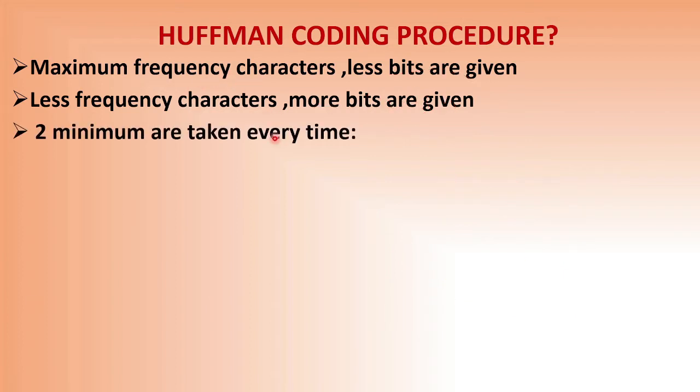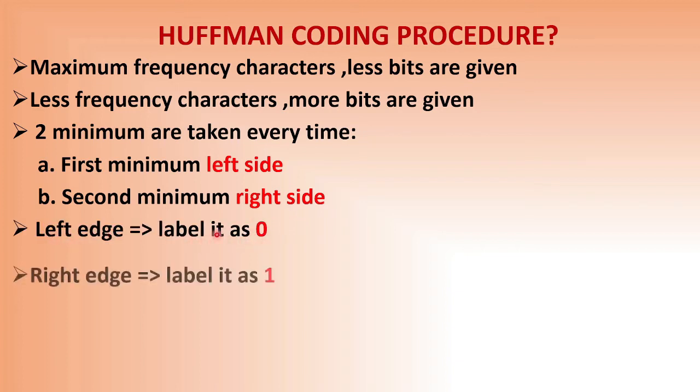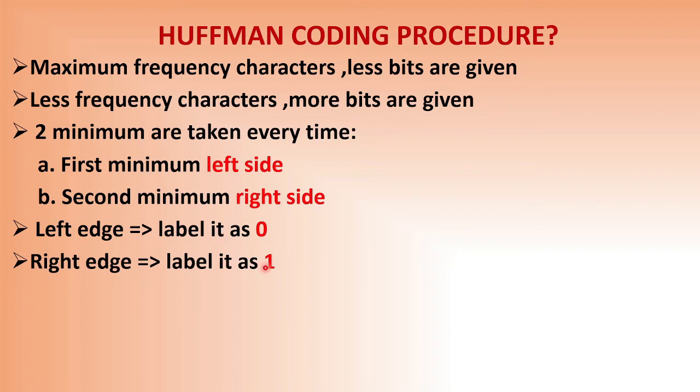Then the two minimum are taken every time. The first minimum is put on the left side of the binary search tree and the second minimum is put on the right side of the binary search tree. And the left edge is labeled as 0 and the right edge is labeled as 1. So we'll see this with the example.